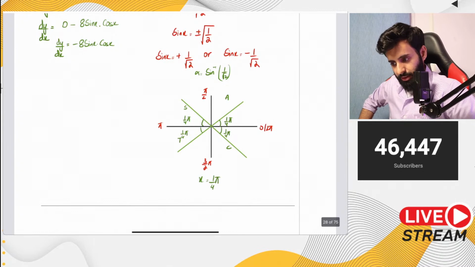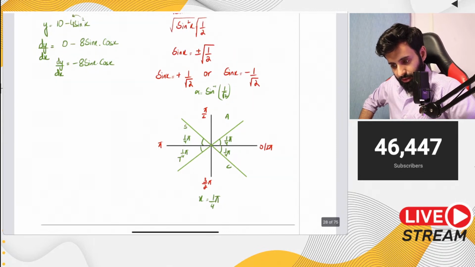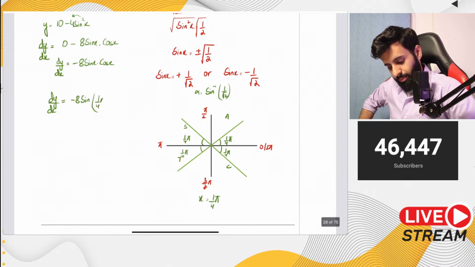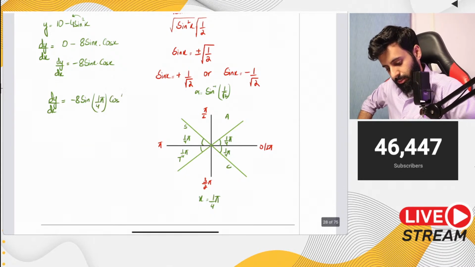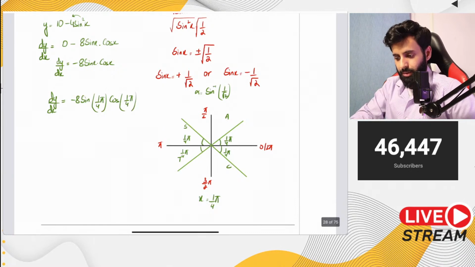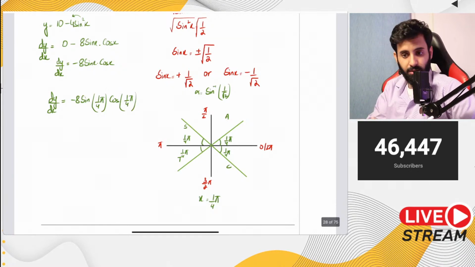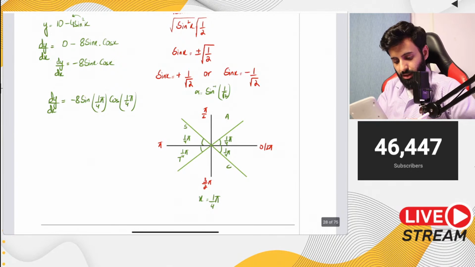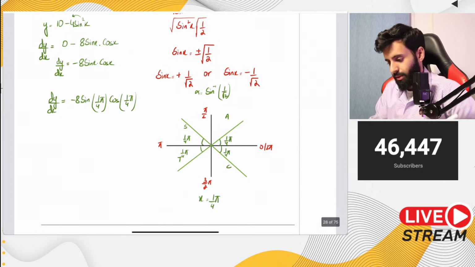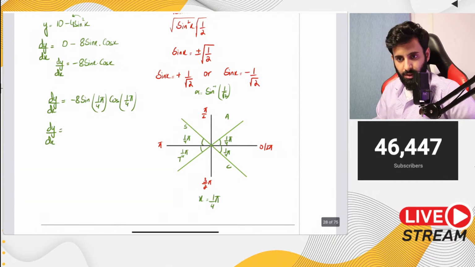Now this is the value that we're going to plug into dy by dx. If you plug this in, here's what we get: minus 8 sine of pi upon 4, and then cos also multiplied by pi upon 4. So dy by dx turns out to be minus 4.